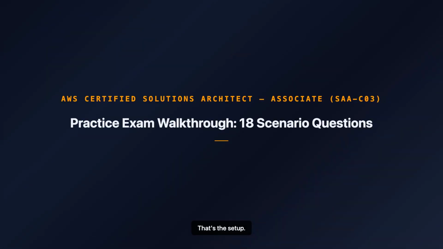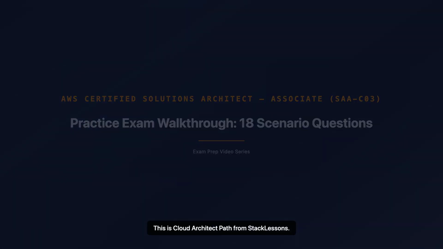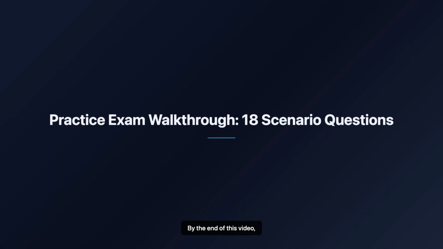That's the setup. This is Cloud Architect Path from Stack Lessons. By the end of this video, you'll have practiced one discipline. Read the actual requirement first. Eliminate what's architecturally impossible, then decide on the single constraint that matters. That's how engineers avoid rework in production, and it's exactly how the exam tests whether you can do it under pressure.